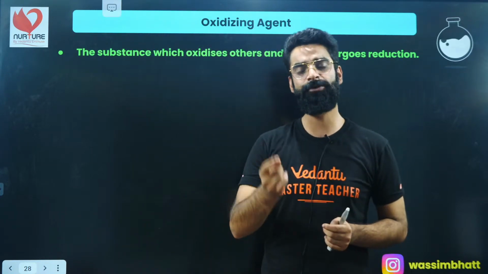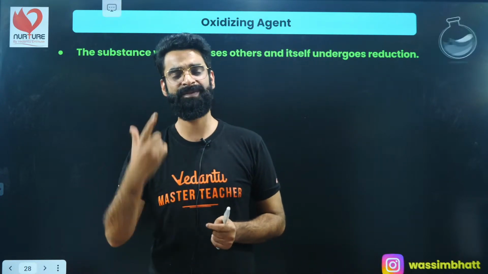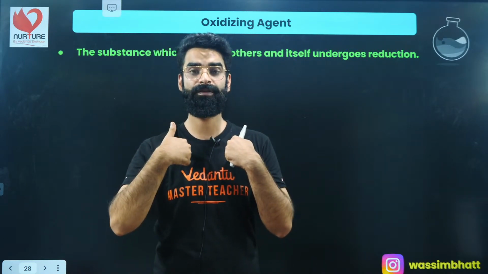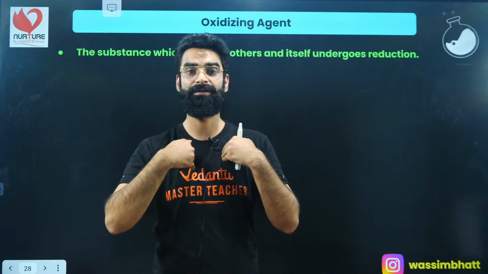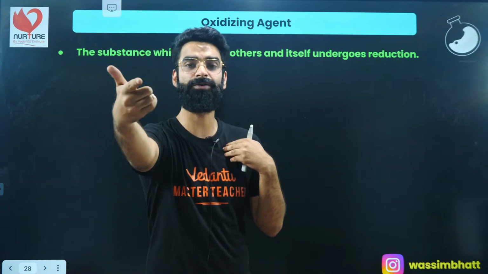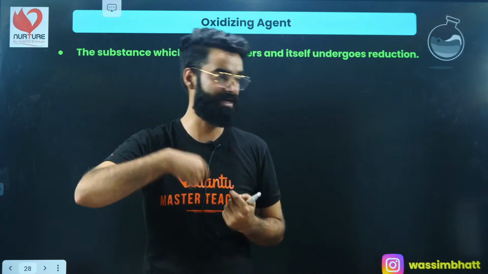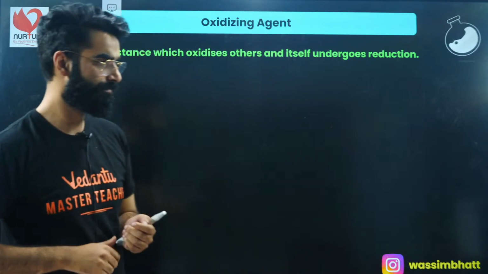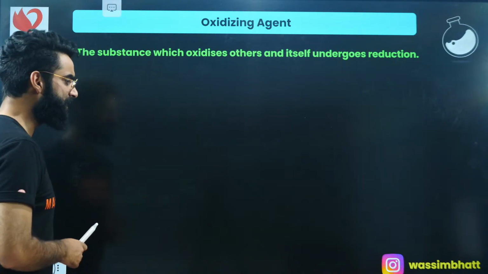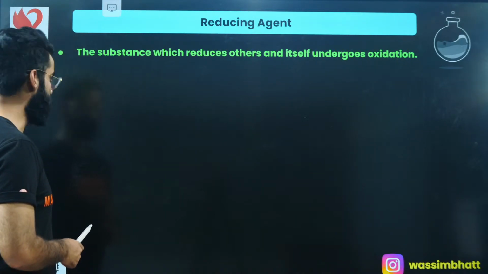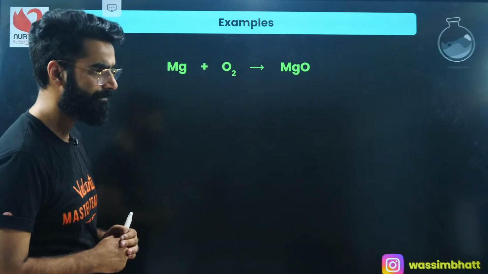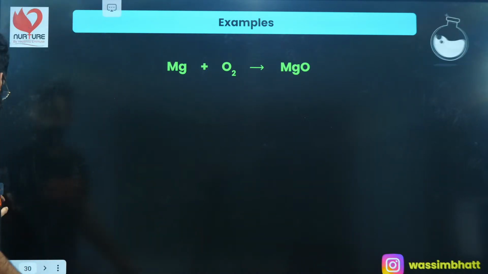Similarly, the reducing agent is simply the one which reduces others but itself undergoes oxidation, right? For example, I'm the reducing agent, right? Reducing agent reduces others. It makes the other person gain electrons, but itself it loses electrons, yeah? Okay? Right? This was the definition. Let me give you the example by means of which you get the clear picture of what this oxidizing and reducing agent is all about, right? Okay, understand. See guys.